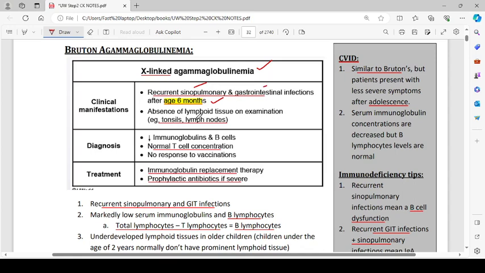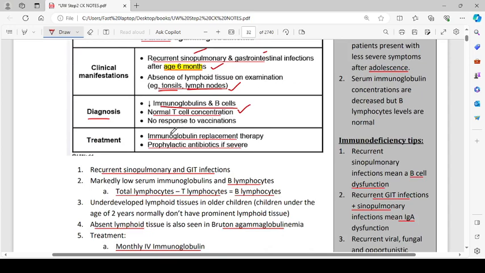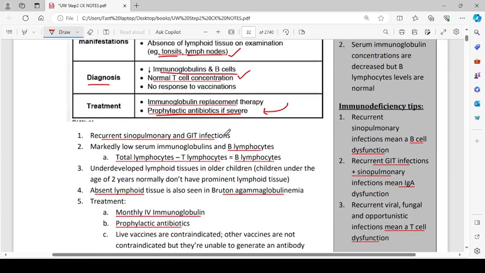Absence of lymphoid tissue on examination, in the tonsils or lymph nodes, they will not be present. Diagnosis, decreased immunoglobulins and B cells, normal T cell concentration, no response to the vaccinations. Treatment is immunoglobulin replacement therapy, and prophylactic antibiotics if it is very severe, so we have to give prophylactic antibiotics as well. Recurrent sinopulmonary and GIT infections, markedly low serum immunoglobulins and B lymphocytes.